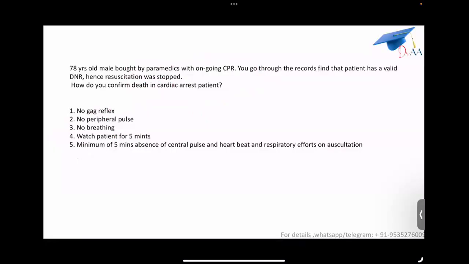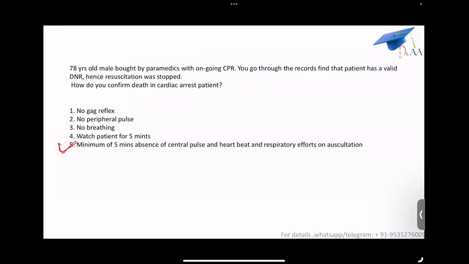You have an elderly patient with ongoing CPR. You go through the records and find that the patient has a valid DNR, which stands for do not resuscitate. Hence, resuscitation was stopped. How do you confirm death in a cardiac arrest patient? Cardiac arrest itself is not death. They're asking how you confirm. Minimum of 5 minutes.